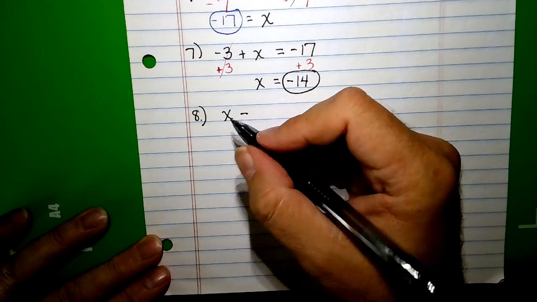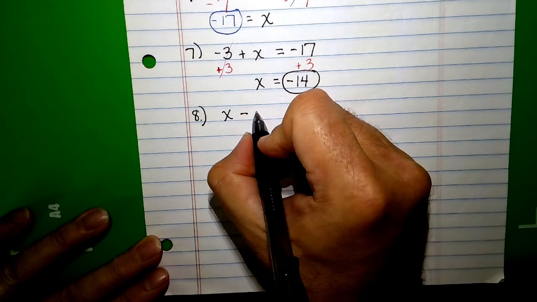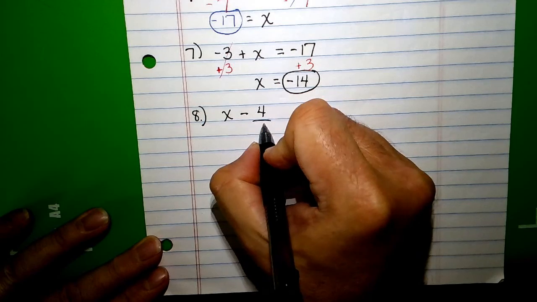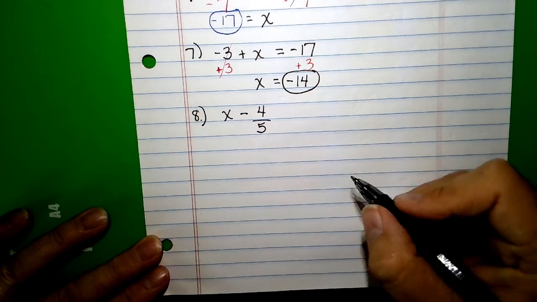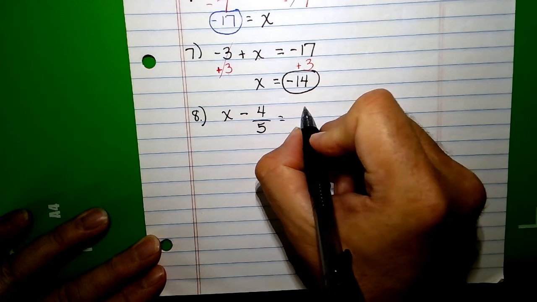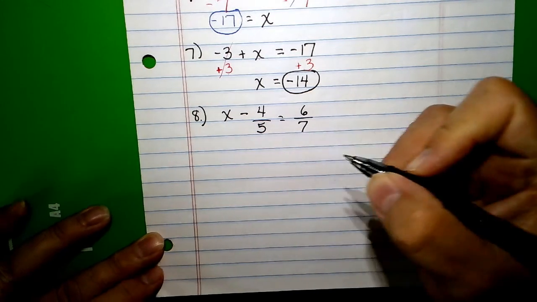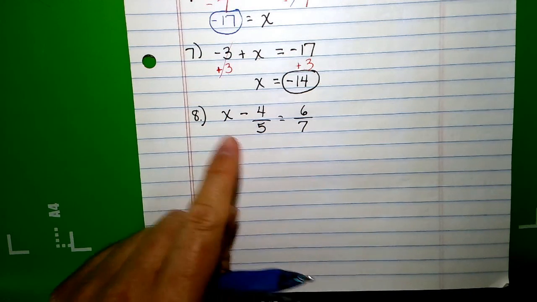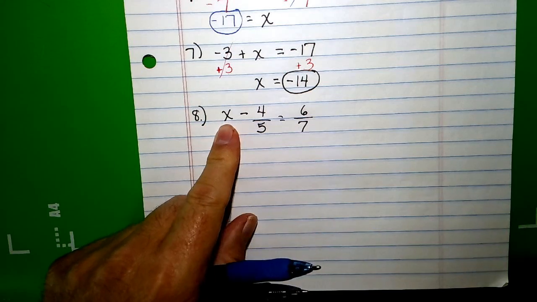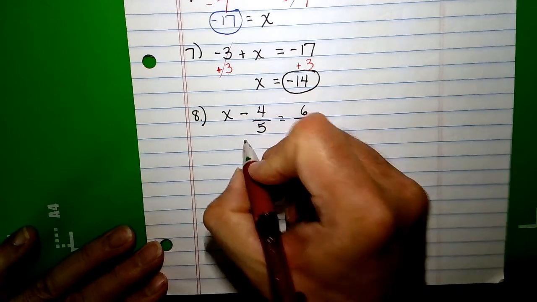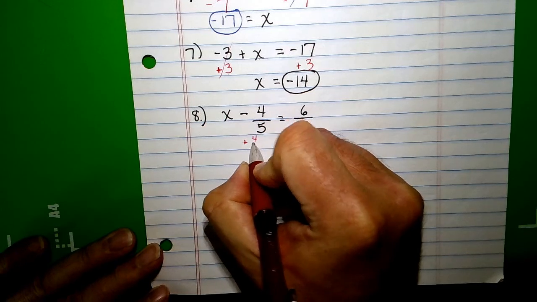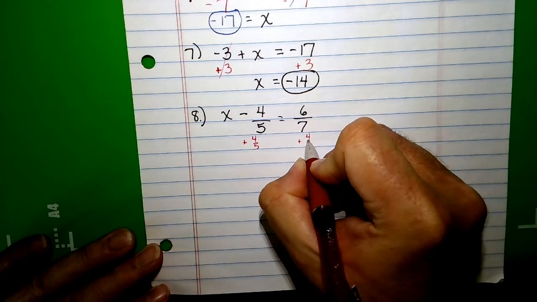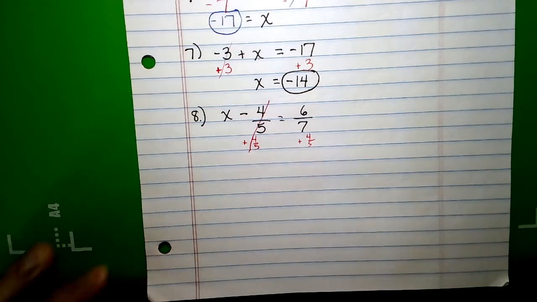Well, we need to do one with fractions, just to see if y'all remember how to add and subtract fractions. How about this? X minus 4 over 5 equals 6 over 7. Yeah, these nasty fractions will pop up every now and then. The principle is still the same. We got to get the x by itself. So what would I do to both sides? Well, how about add 4 over 5 to both sides? Then the 4 over 5s are gone.